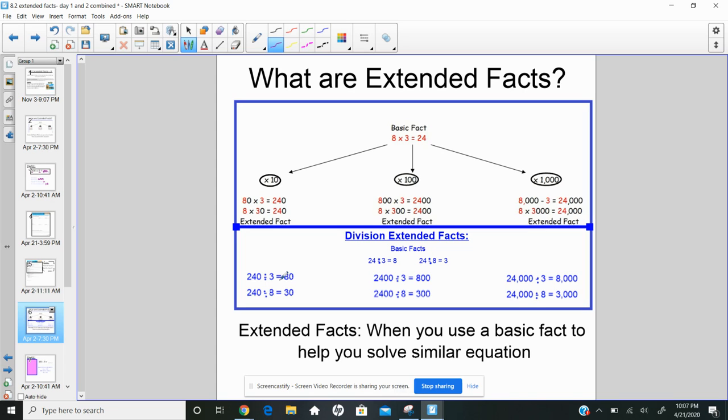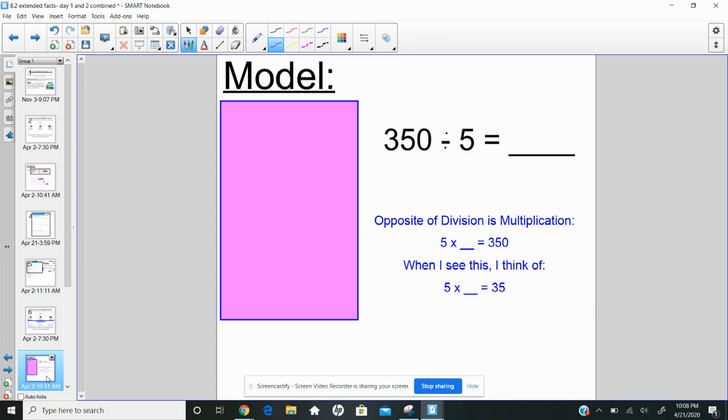Because in your brain, you're thinking, well, 3 times what equals 24? Well, 3 times 8. So this is just one more step added of thinking about what's the opposite of division. Well, it's multiplication. And just like you had 1 zero in the problem, you have 1 zero in your answer. If you have 2 zeros in the problem, you have 2 zeros in the answer, just like you did with the multiplication extended facts. So I'm going to model that thinking for you.